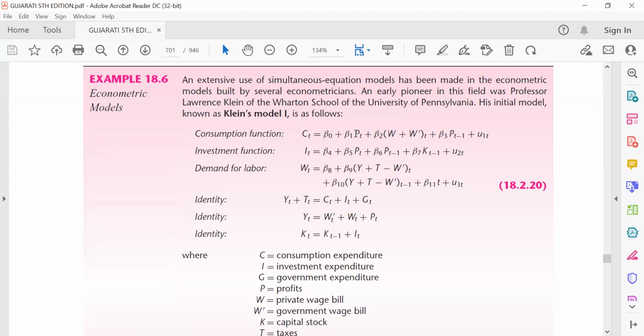P is profit, W is the private wage bill, W prime is the government wage bill, and P(t-1) is the lag of the profit. Here, this one is a predetermined variable. We call it a predetermined variable. Okay, a predetermined variable is also an exogenous variable.